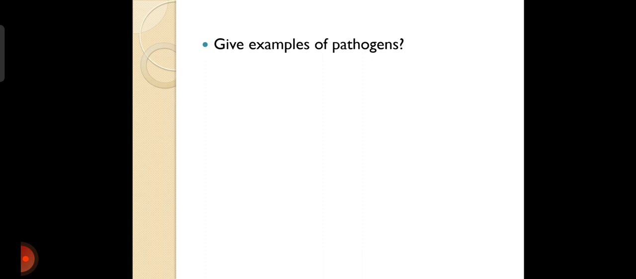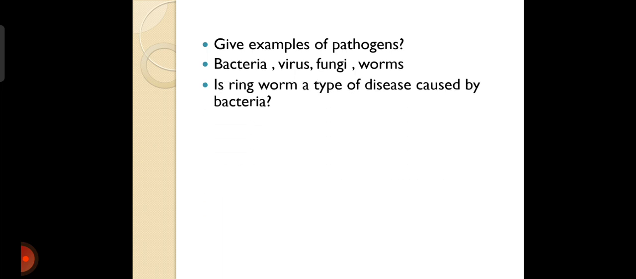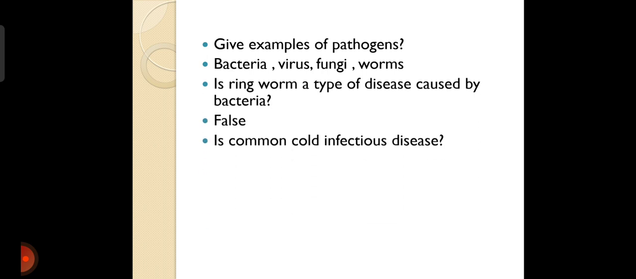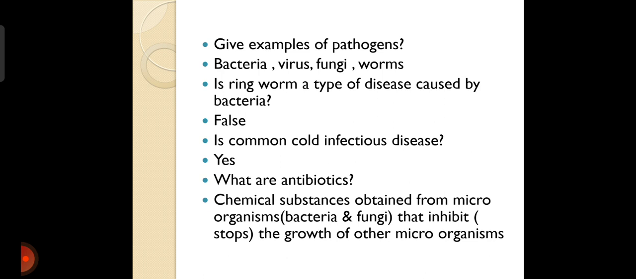Now give examples of pathogens, that is bacteria, virus, fungi, worms. Is ringworm a type of disease caused by bacteria? No. Is common cold an infectious disease? Yes. What are antibiotics? Chemical substances obtained from microorganisms like bacteria and fungi that inhibit or stop the growth of other microorganisms.